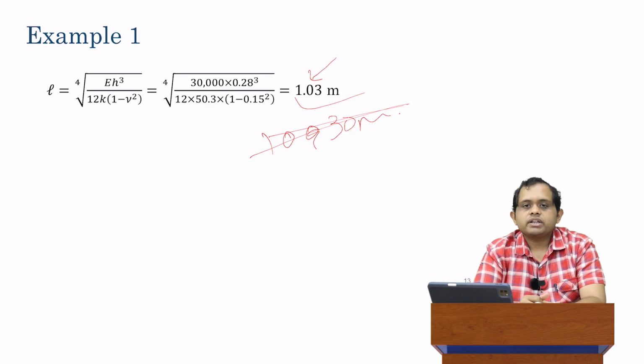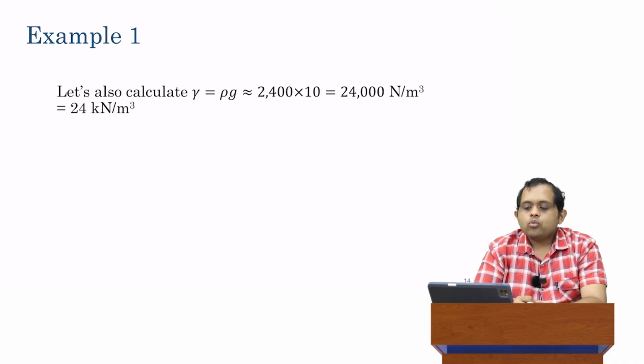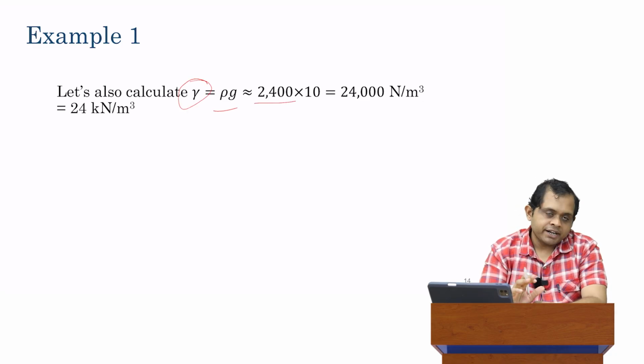So now we have successfully calculated L. I already showed the calculation of gamma. Gamma is basically rho into G. Rho, we can take as 2400.